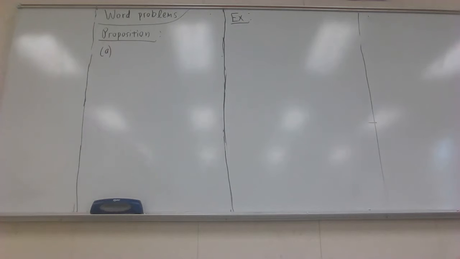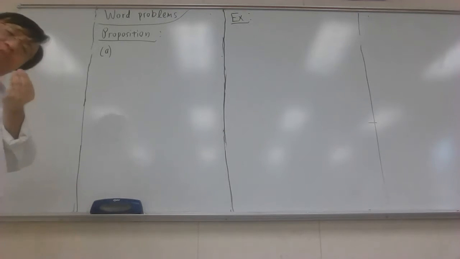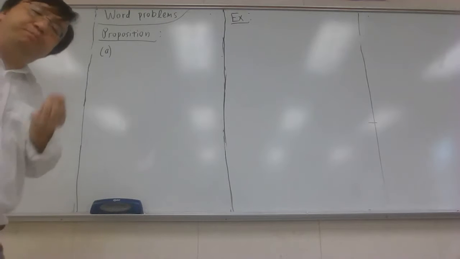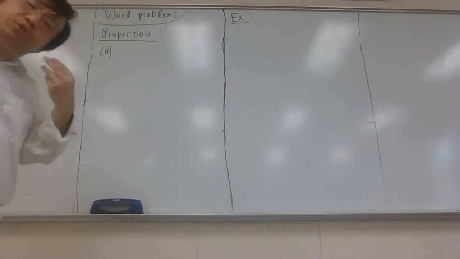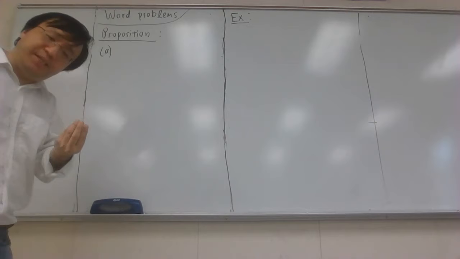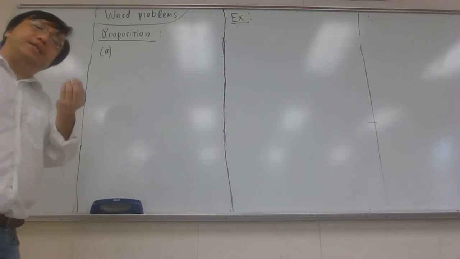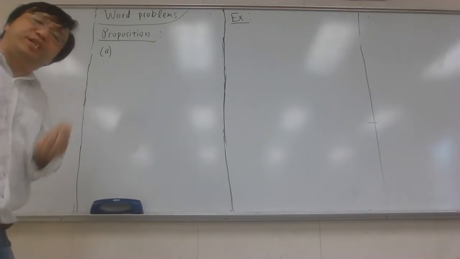Here's the theory. So first, suppose that you have this quantity that you're interested in, and this quantity changes by a certain percentage per unit time. It's important that the quantity changes by a certain percentage per unit time.